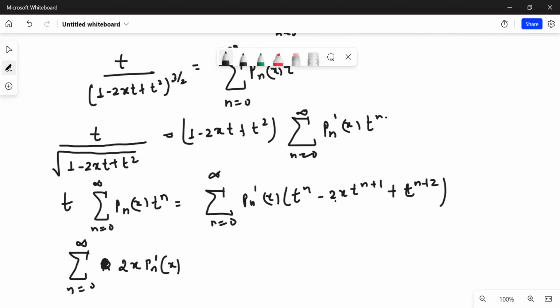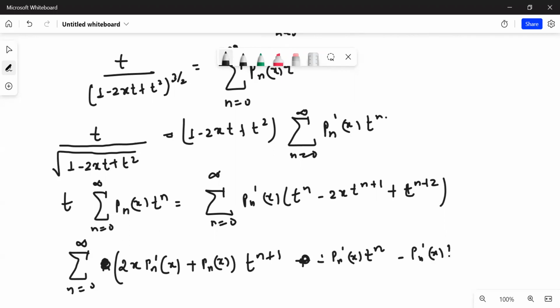So this is 2x Pn'(x) plus Pn(x), all into t to the power n plus 1, plus, no, sorry, minus Pn'(x) t to the power n, and then again minus Pn'(x) t to the power of n plus 3 equal to 0.